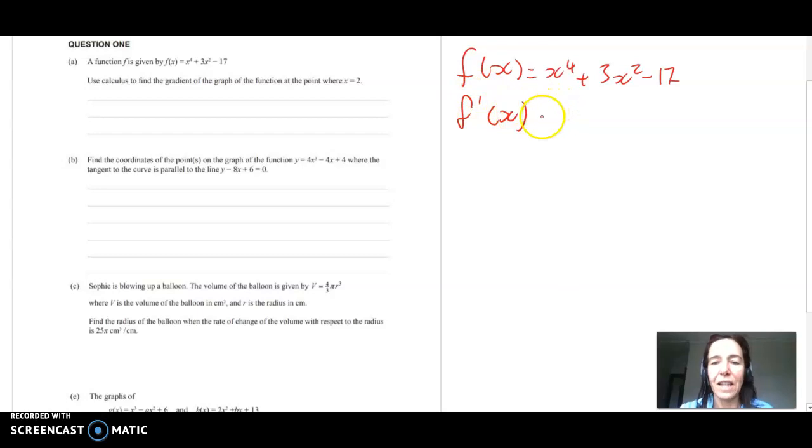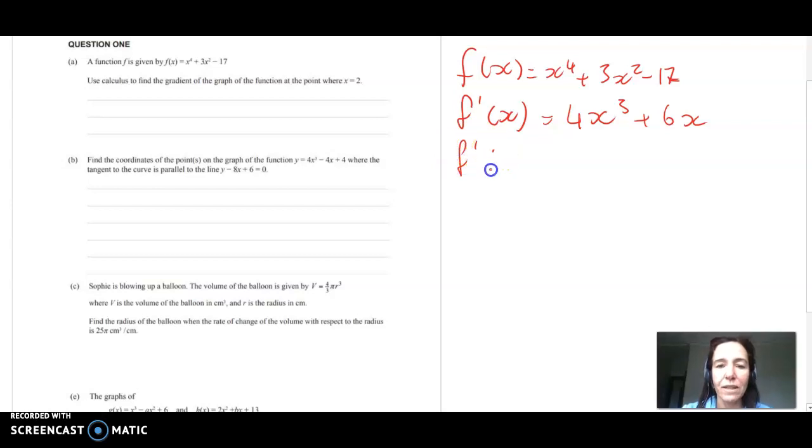So we've got f of x equals x to the power of 4 plus 3x squared minus 17. And I am going to first of all find the derivative. Don't forget, f dash x, don't forget your dash, equals 4x cubed plus 6x, and the 17 is going to fall off the end because x to the power of 0, 0 times 17 is 0. So that's all going to be going away.